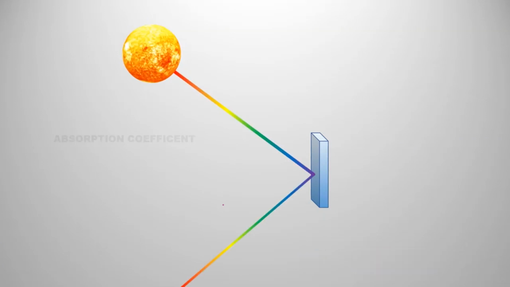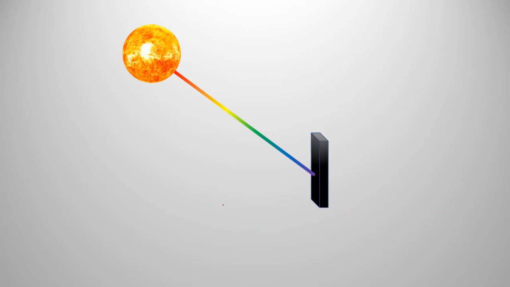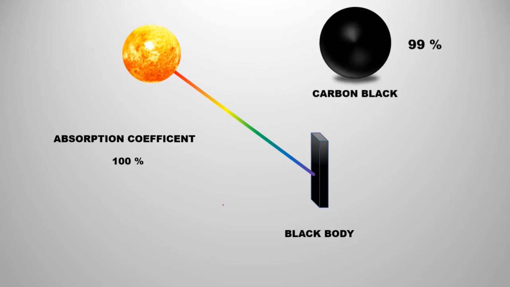The amount of radiation that an object absorbs is called the absorption coefficient of that object, which indicates how much radiation is absorbed. It can be 20%, 50% or 80%. If 100% of radiation incident on an object is absorbed, it is called a perfect black body. The absorption coefficient of such an object is 100%. In the ideal case, a black body can absorb radiation of all wavelengths. Carbon black is an object that can absorb 99% of the incident radiation.